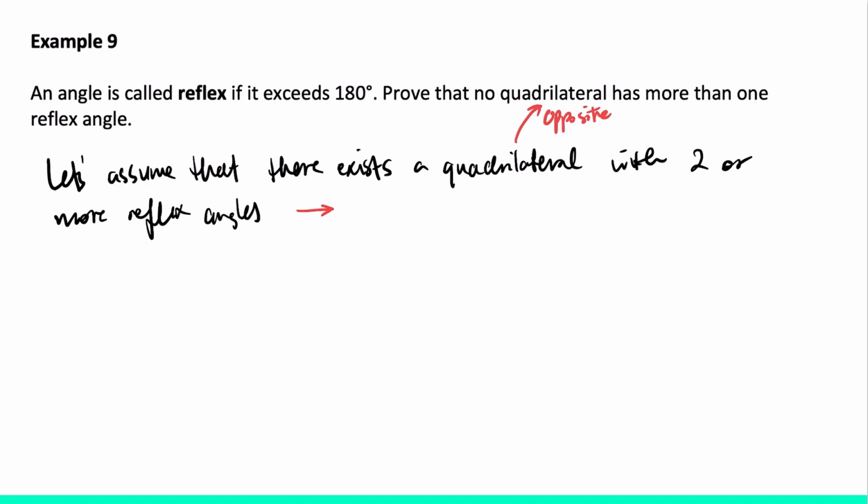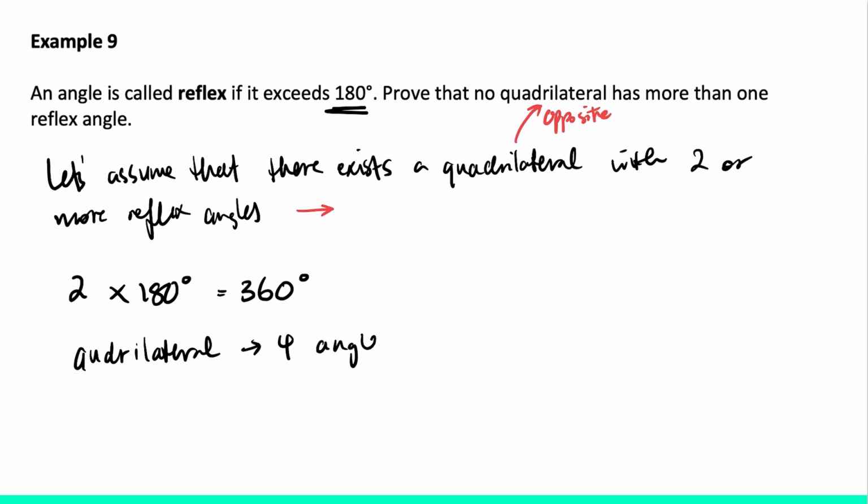So if there is a quadrilateral with two or more reflex angles, let's just focus on two reflex angles. We know, as the question has said, that a reflex angle is over 180 degrees. If there are two of them, then those two angles will add up to more than 360 degrees. Now, this is a problem for us because a quadrilateral, which has four angles, needs to sum to 360. So how is it possible that only two of them sum to more than 360 if there's still another two to go? It doesn't make any sense.